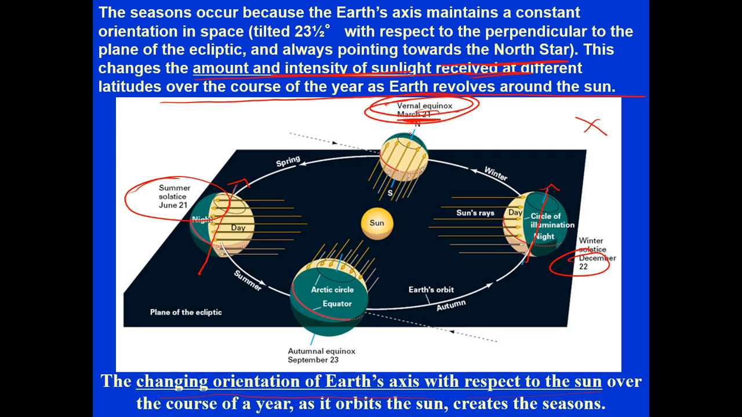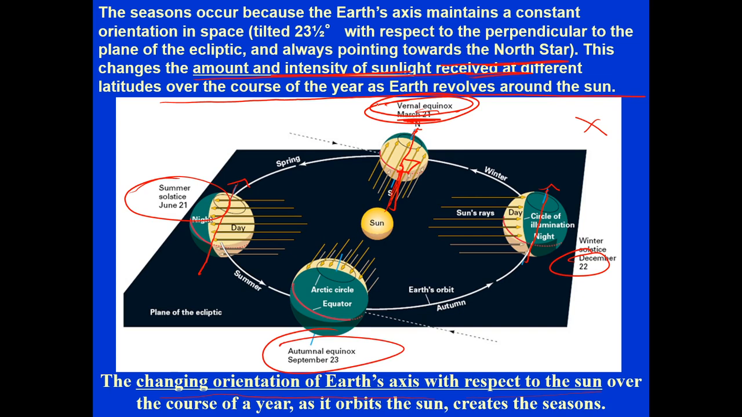You can see that it's when the Earth's axis is perpendicular, a right angle between the Earth's axis tilt and the direction of the sun's incoming rays. So it's not pointed towards the sun, it's not pointed away from the sun, it's pointing directly to the side of the sun. The other equinox is on September 23rd. That's the autumnal equinox.